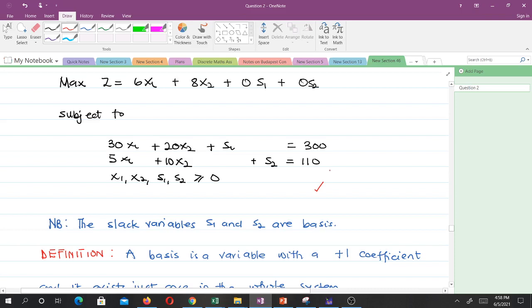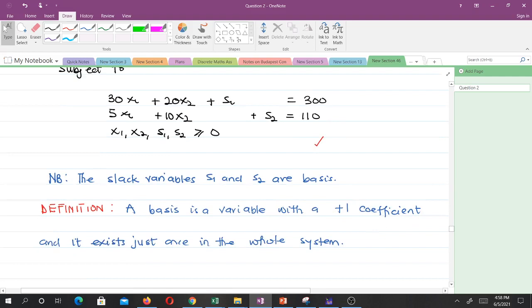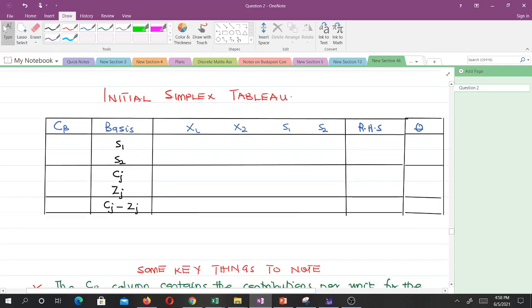So after writing it in standard form, what you should know is that the slack variables s1 and s2, we call them bases because you are going to use them to construct a table. The reason why we call them bases is that a basis is a variable with a +1 coefficient, and it exists just once in the whole system. You can see that the coefficient of s1 here is 1, and it exists just in this place. The coefficient of s2 here is 1, and it exists just in this place. So that makes the slack variables bases. Using the simplex method to solve LP models, the first thing that we do is to construct what we call the initial simplex tableau. And it is of this form.